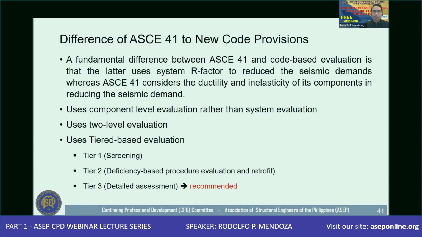Now, a fundamental difference between ASCE 41 and code-based assessment is that when using code-based assessment, we always represent the ductility of a structural building by a system ductility, commonly referred to as the response modification factor. On the contrary, when we are doing a performance-based assessment, we focus more on component evaluation, because we want to evaluate the ductility of a building based on its member components. So that is really the difference between the two.